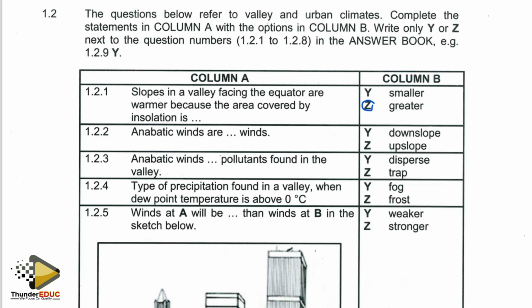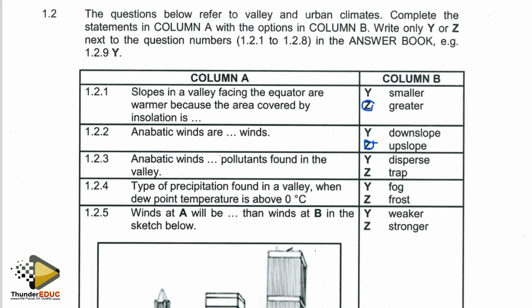So in this instance, we have defined what anabatic winds are, and we can figure out the correct response from the explanation and the definition of the two types of winds. Anabatic winds are upslope winds. That is the correct response for that one. They are upslope, which is Z. Then we move on to number 123.